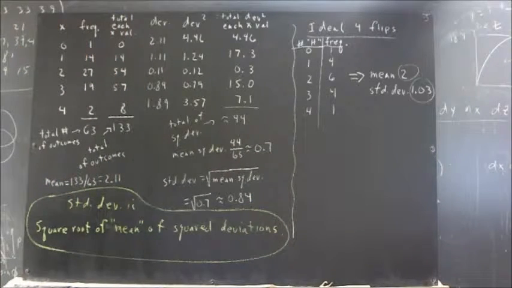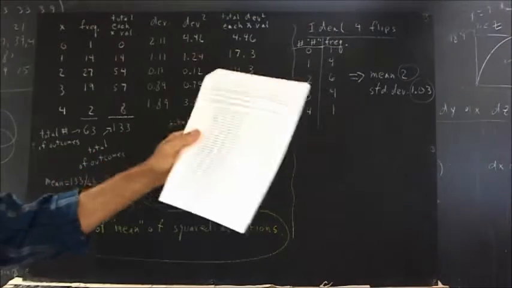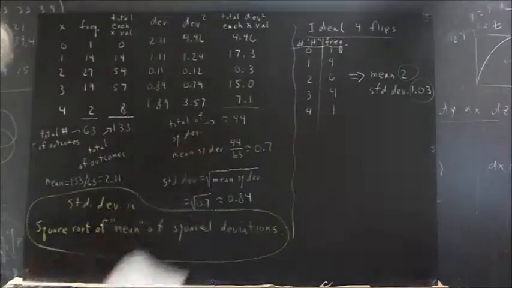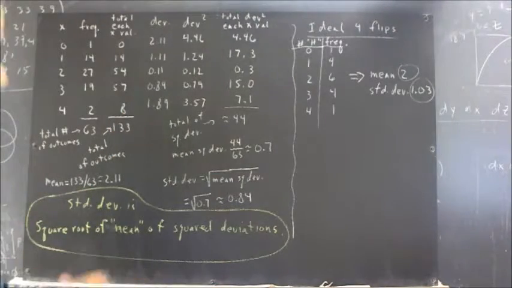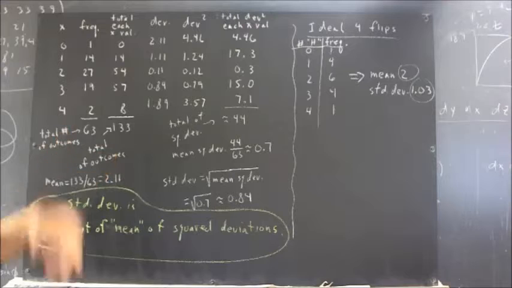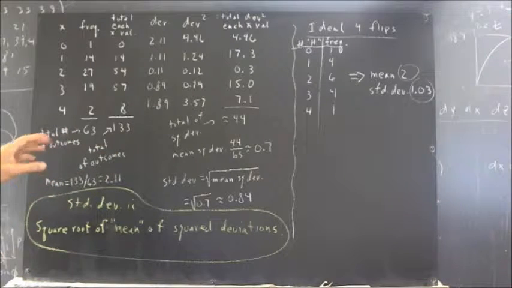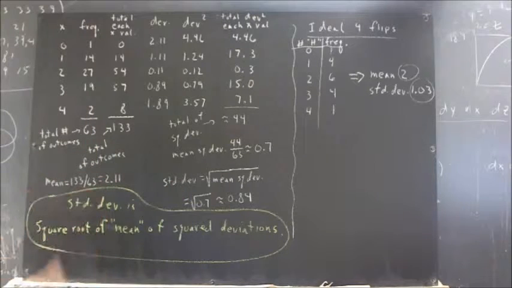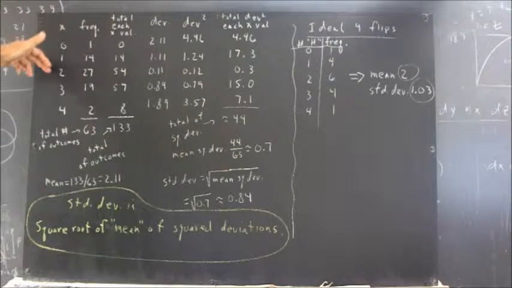Now, problem 7 gave you a whole page, actually 2 pages. You probably can't read this. I don't know how the light works with this camera. I know it doesn't work well, but I'm not sure what the details are. Well, you had a list of 64, I think, flips of the coin. I counted up how many times you got 0 heads, 1, 2, 3, 4.